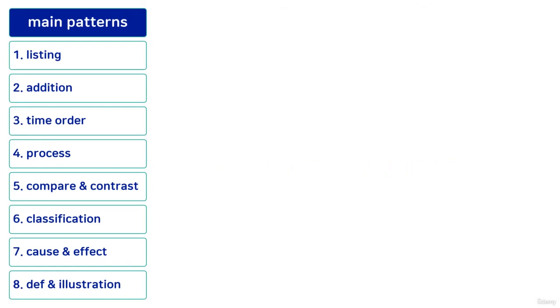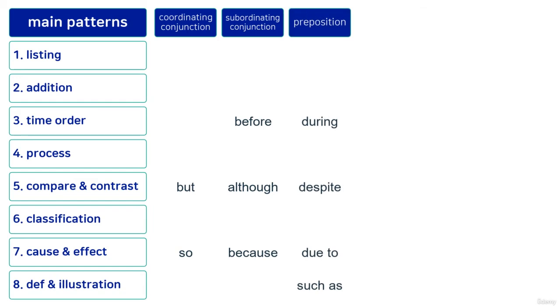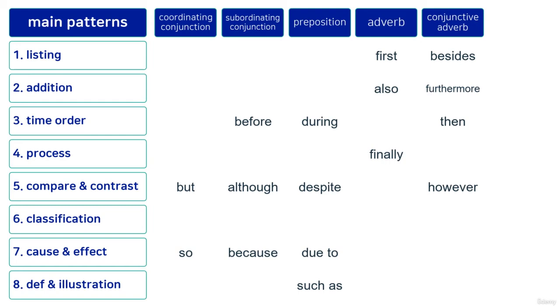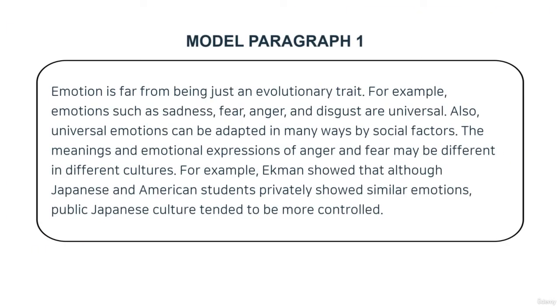And a transition can be many different kinds of words. They can be coordinating conjunctions, they can be subordinating conjunctions, they can be prepositions, they can be adverbs. We also have something called conjunctive adverbs, and they can be various other phrases that help to form relationships between ideas. And each transition helps to form a certain type of relationship, which in turn creates a certain pattern of organization in the text. Consider the following paragraph that uses some of these transitions.